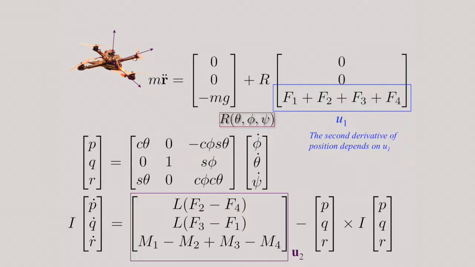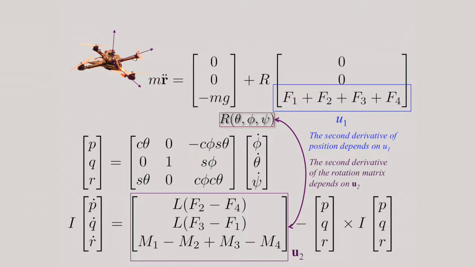The second set of equations relates the angular velocities, p, q, and r, to the derivatives of the roll, pitch, and yaw angles. The third set of equations at the bottom relates the input u2 to the rate of change of angular velocity. From the two sets of equations at the bottom, it is clear that the second derivative of the rotation matrix depends on u2.